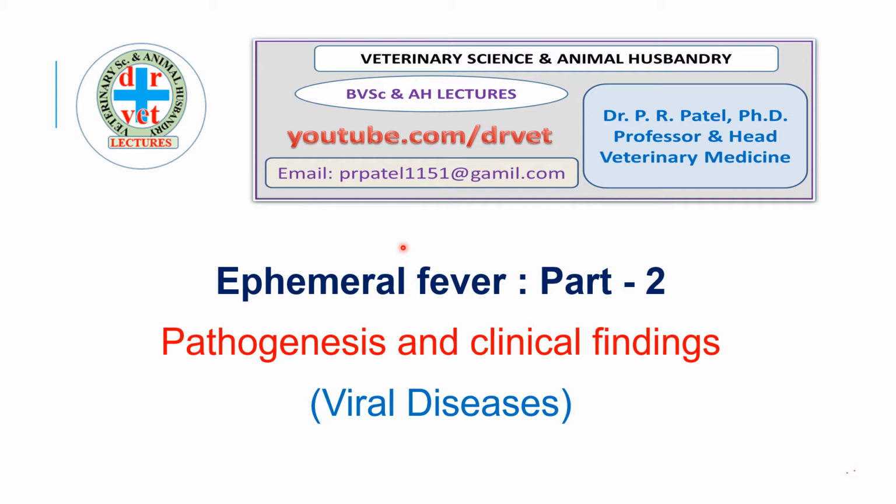We have already seen ephemeral fever part 1. Here we will continue with ephemeral fever part 2. In this, we will understand the pathogenesis of the disease and the clinical findings of ephemeral fever in detail. It's an important viral disease of cattle.